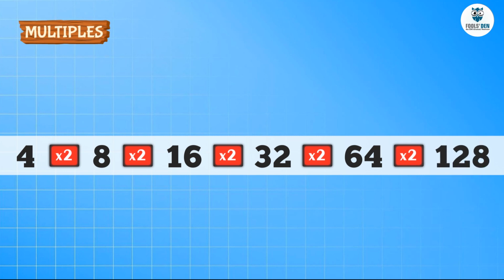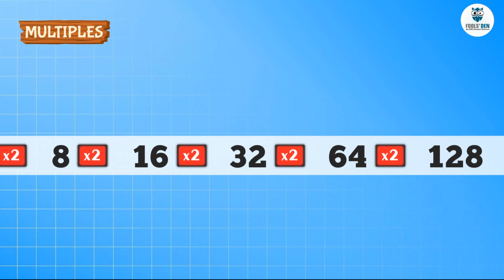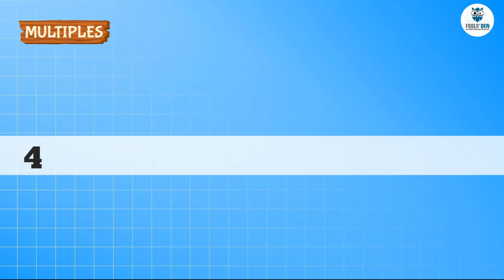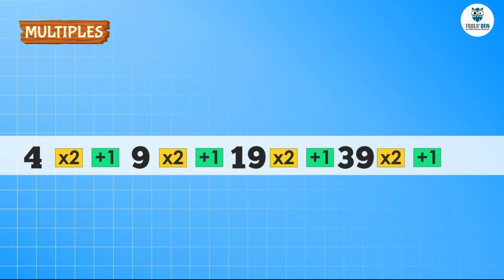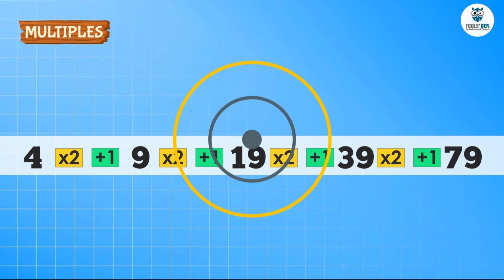But questions in the exam may not be as easy as this. Questions can be twisted something like this. So let's take a new series, 4. Now I'll multiply this number by 2 and add something to it, say 1. So 4 into 2 plus 1 is 9. 9 into 2 plus 1 would be 19. 19 into 2 plus 1, 39. And 39 into 2 plus 1 would be your answer, that is 79.